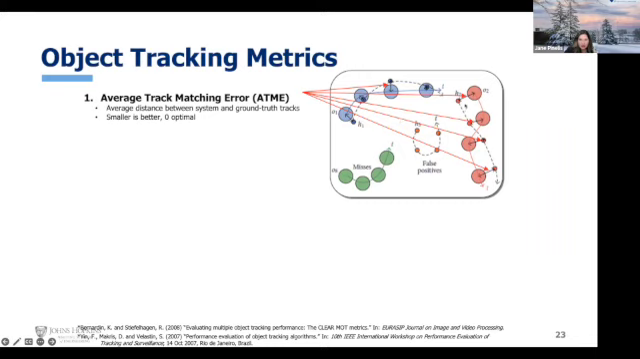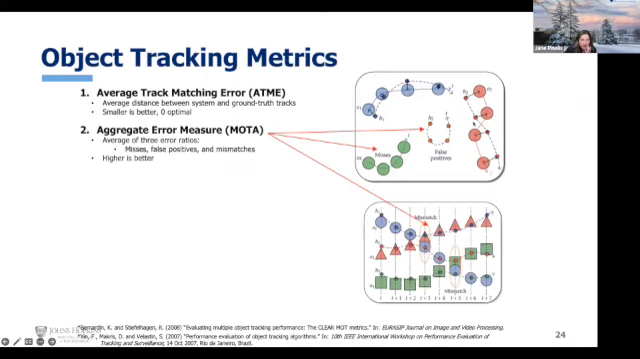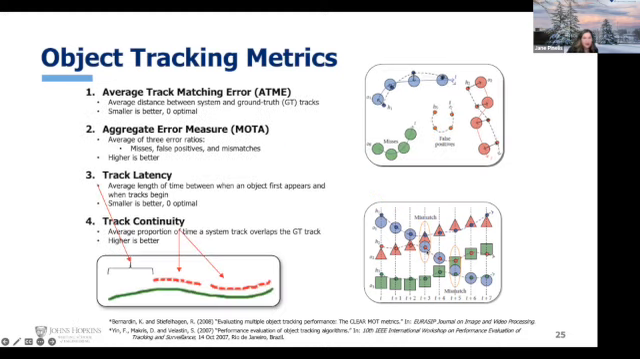But then there are other fun things, right? Like you can calculate the distance between all of the points of the real track and the machine track. You can also calculate different ratios of all these things, and then things mismatch, right? If you have two cars going through an intersection, it's very common for a model to get confused for a bit about which car is which. We need to take those things into account. We care about things like track latency. How long does it take to establish a track? And then we care about things like track continuity. How many times does a track get interrupted?